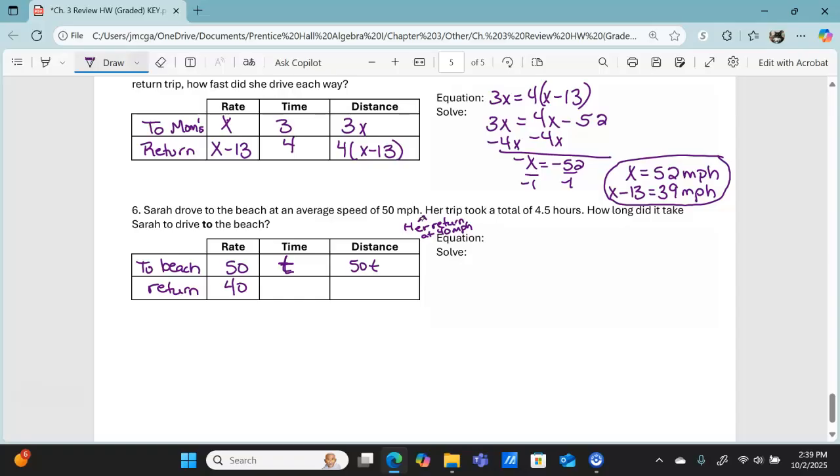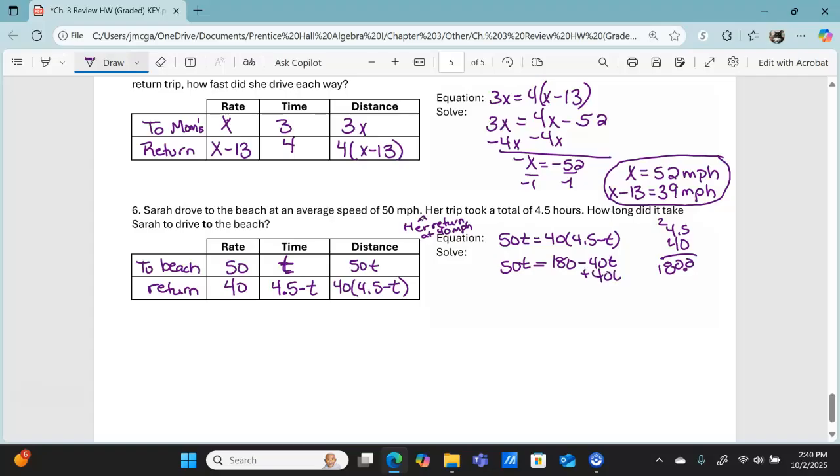So whatever this time was, I need to take 4.5 and subtract that amount of time from it, because it was used up in the first part. So 50 times t is 50t. This is going to be 40 times 4.5 minus t. She went and came back the same route, so the distances are equal. So 40 times 4.5 is 180. I end up with 180 minus 40t equals 50t.